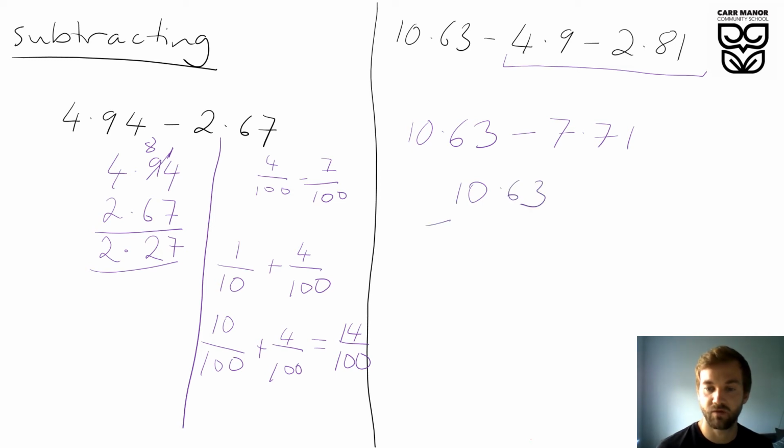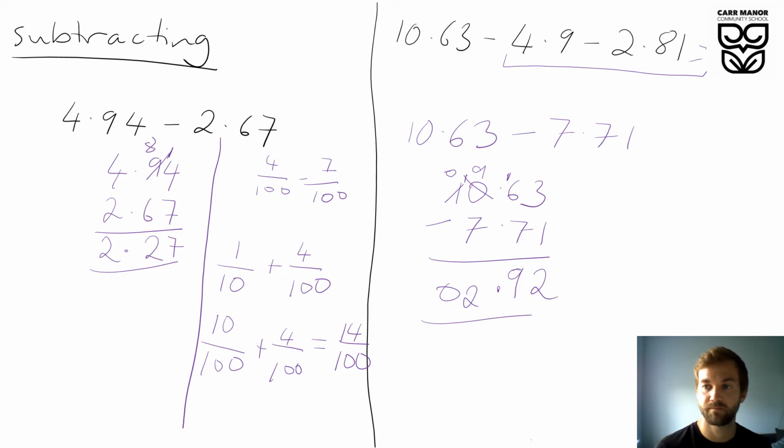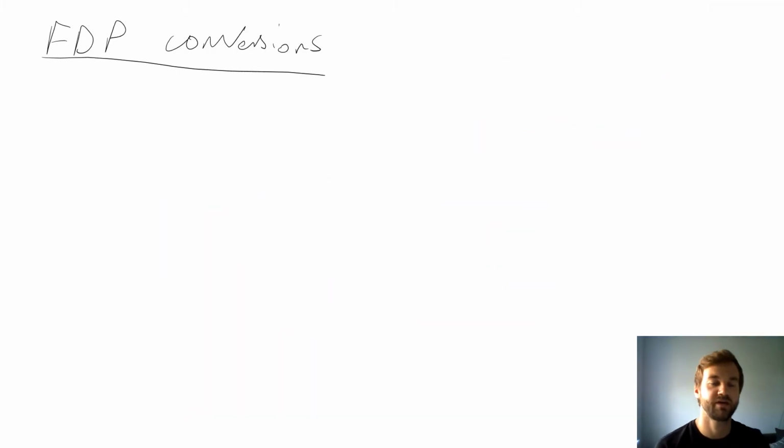I'm not going to go through all the language and why I'm doing each individual step. I'll just do it very quickly. 3 take away 1 is 2. I can't borrow from there, so I put a 10 there. I cross that out and put a 9. Borrow it to there. 16 take away 7 is 9. 9 take away 7 is 2, and a 0 there. So the final answer is 2.92. Final answer.